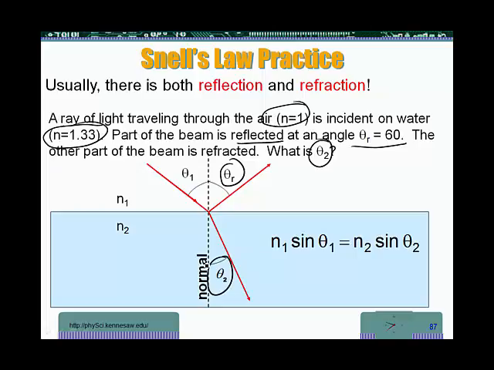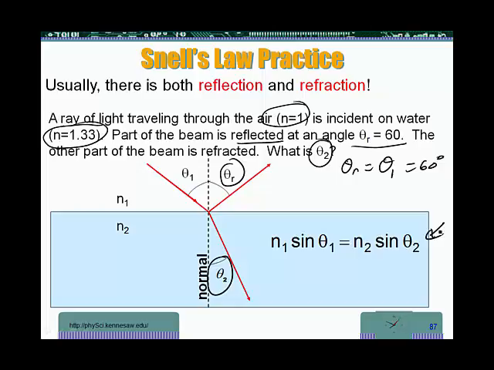Now, here they are playing a little tricky, not much really, but instead of giving us the angle of incidence, they are giving us the angle of reflection. But we can easily remember that angle of reflection is always equal to the angle of incidence. So my angle of incidence is just 60 degrees in this case. So we know the angle of incidence, so we can apply that to Snell's law.